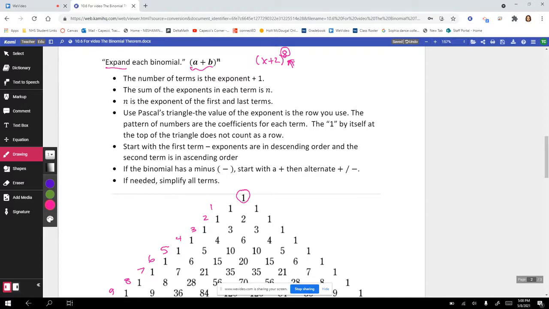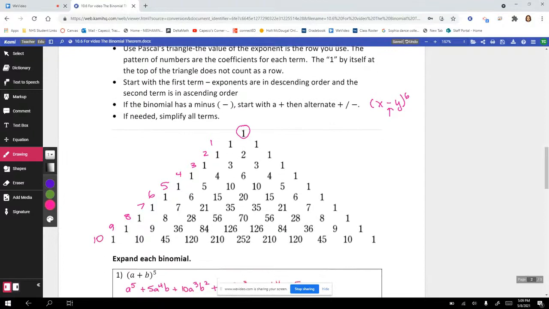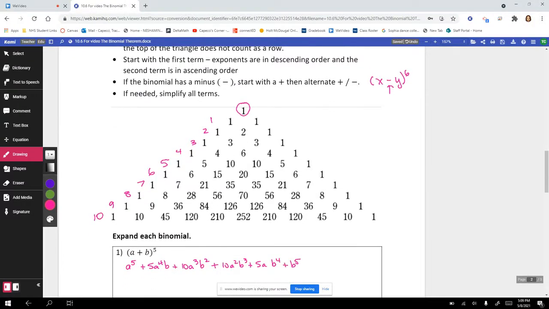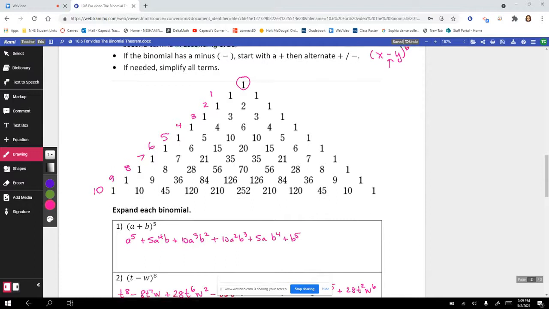If the binomial has a minus, for instance something like x minus y to the 6th power, then we're going to alternate between plus and minus. And at the end, if you need to, you're going to simplify all terms. All right, so let's take a look. I numbered these rows so that we're ready to go, and let's work through this.